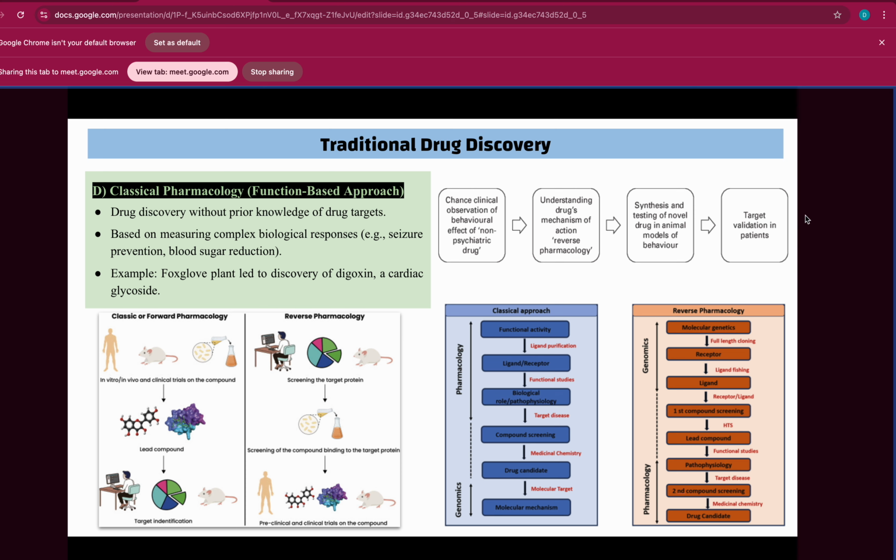So in vivo studies are done in which the target is identified, and this is another flowchart of the classical approach versus reverse pharmacology. It is the same as I have mentioned: in the classical approach we start with the function, in which we know that this particular drug is bringing about this function, and then we ultimately identify the mechanism. Mechanism means we identify the molecular target on which it acts and how it is bringing that effect. In reverse pharmacology, the approach is opposite: we know the target protein and we identify different drug candidates, and in the end we get that drug candidate.